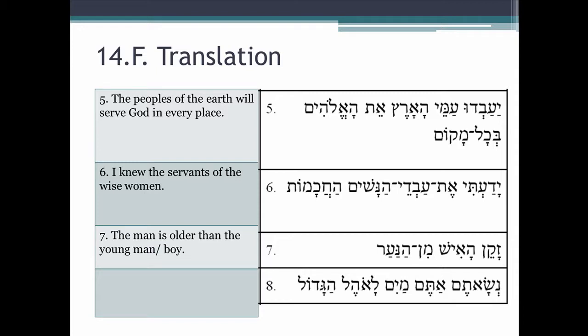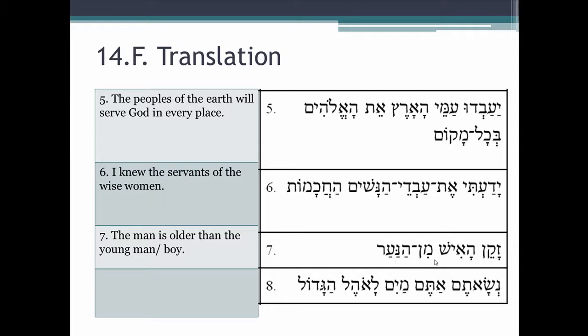So our translation: the man is old, okay? It's not the old man, it's the man is old. To have the old man, you need a definite article here, again, to create that gender, number, definiteness agreement. So the man is old, from hana'ar, from the boy or the young man.